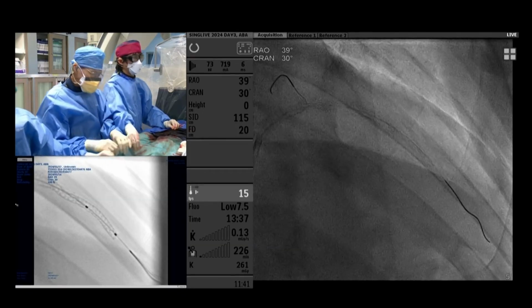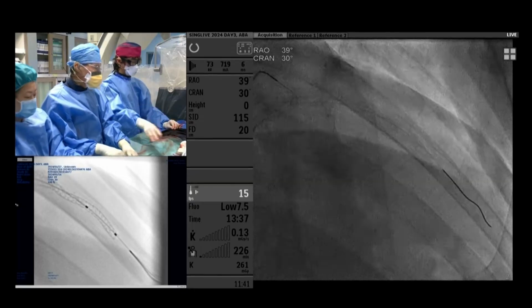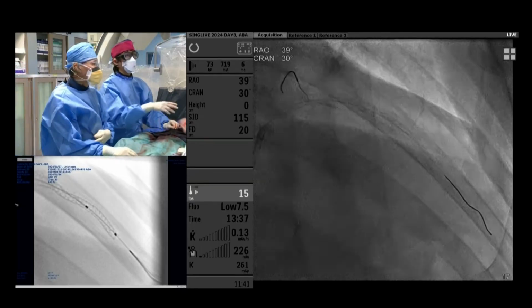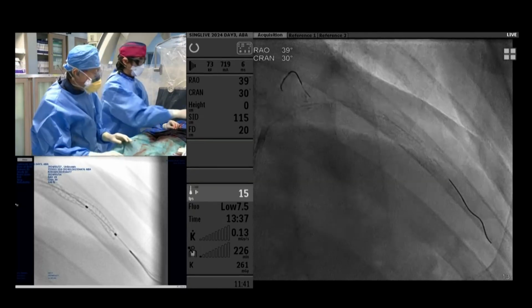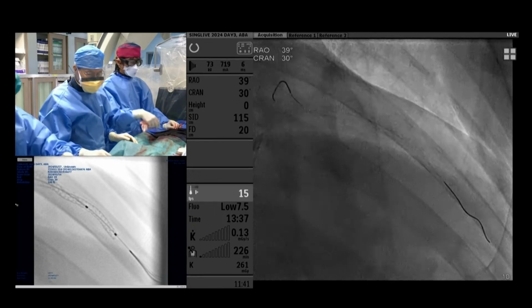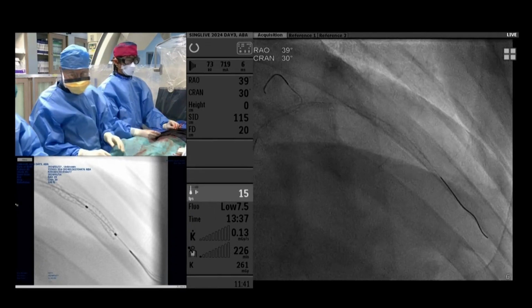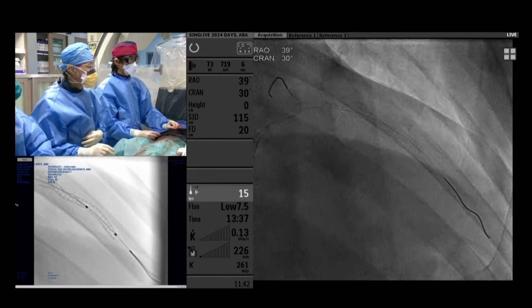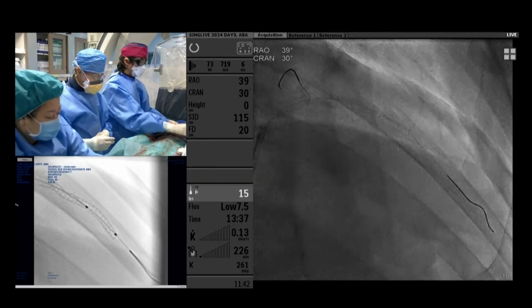Sometimes the trapped wire is actually our friend because it stabilizes the guider. So sometimes what we do in PCI is we do all the post-dilatation and then remove it carefully, because of course we think that it's a barrier, but sometimes it's actually your friend because it stabilizes the system. Yeah. That's a good point.